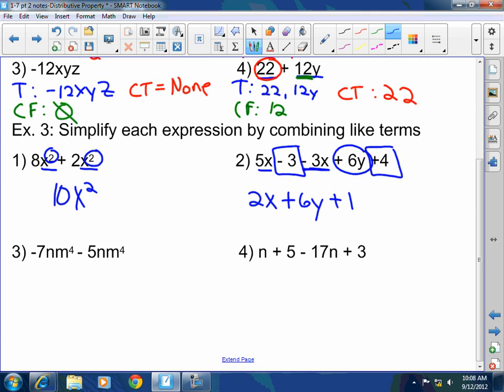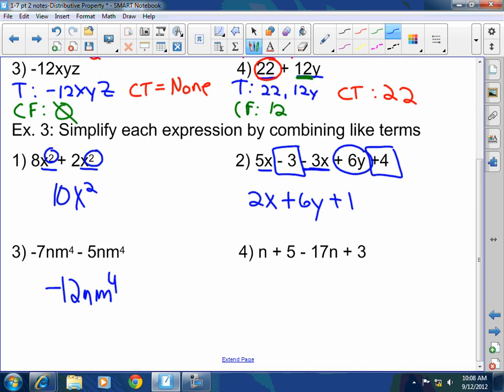And number 3, I have negative 7nm to the 4th minus 5nm to the 4th. The signs are the same. You add and keep the sign. Negative 12nm to the 4th.